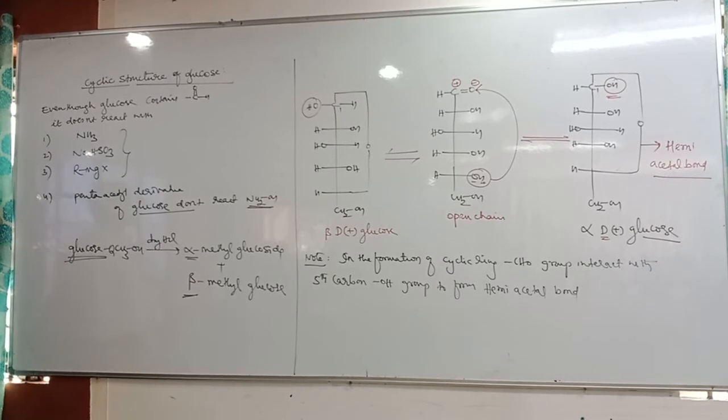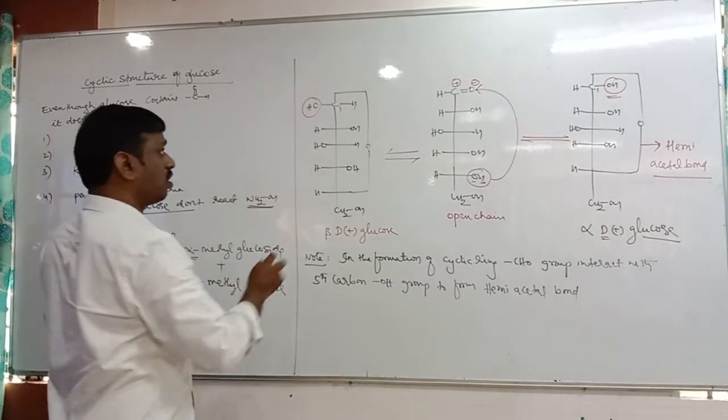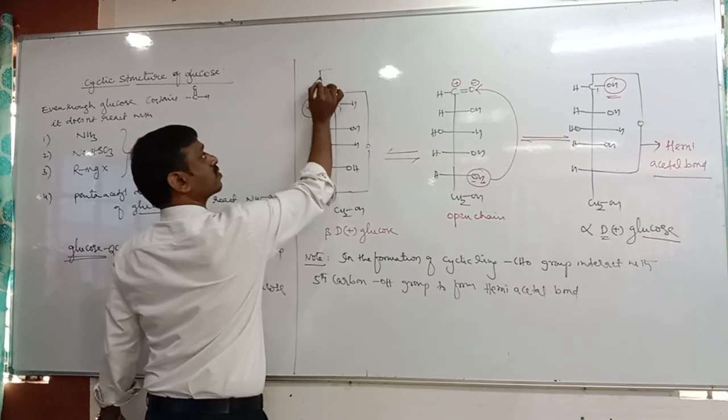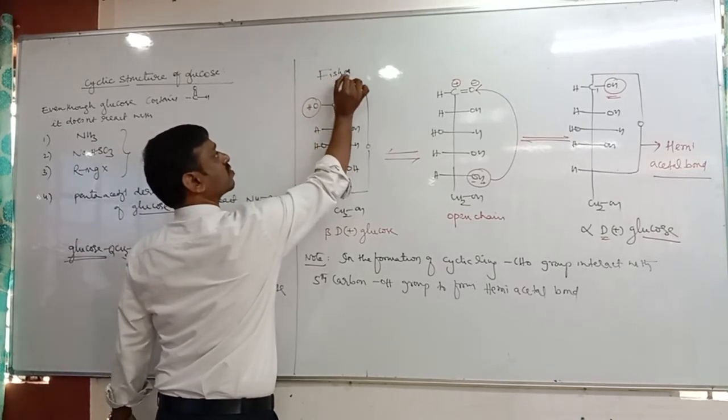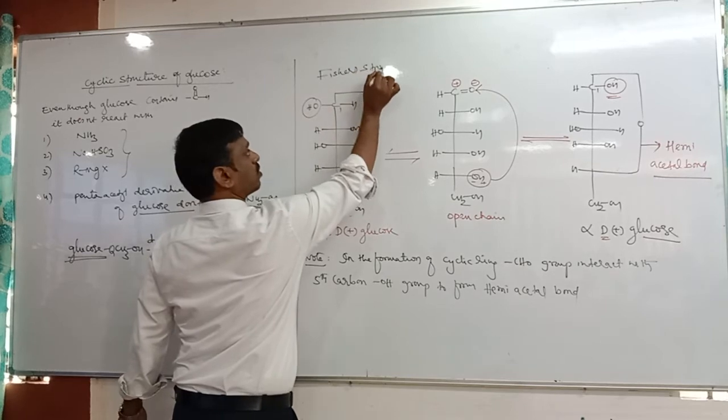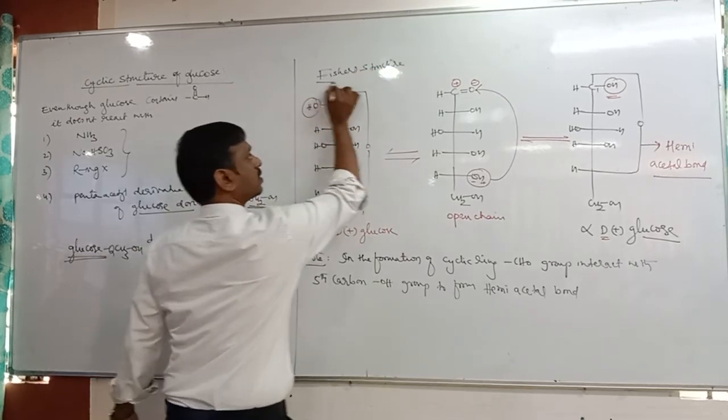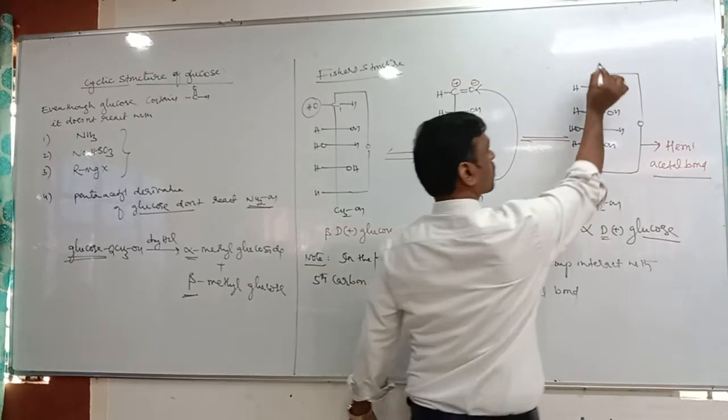Okay, so take a note. In the formation of the cyclic ring, the aldehyde group interacts with the 5th carbon OH to form a hemiacetal bond. Okay, now these two structures are called Fischer structures. This is also a Fischer structure.